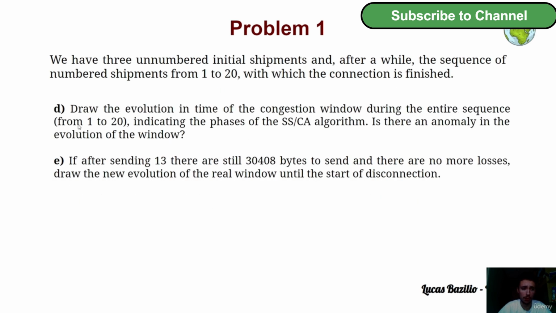So on this question D, it states: draw the evolution in time of the congestion window during the entire sequence, from the sequence 1 to frame 20, indicating the phases of the slow start and congestion avoidance algorithm. Remember, we already studied this algorithm. Finally, it also asks us to justify if there is any anomaly in the evolution of this congestion window. Since this is a question where we need to draw the evolution in time of the congestion window during the 20 frames, we will have a plot, a graphical representation.